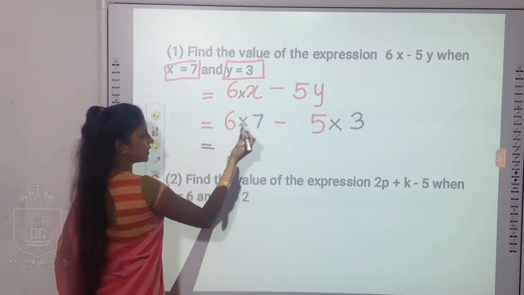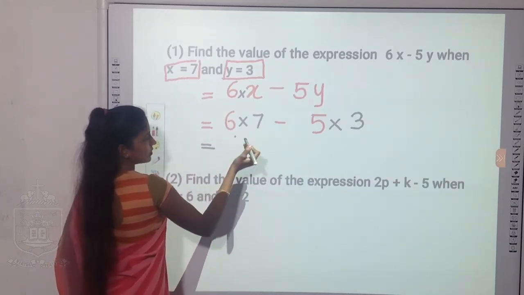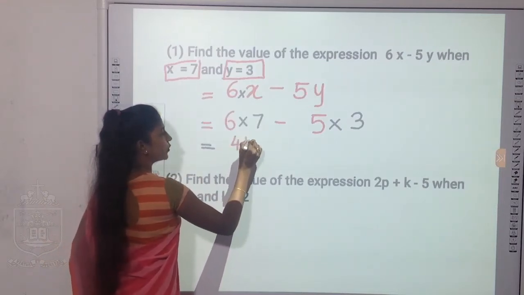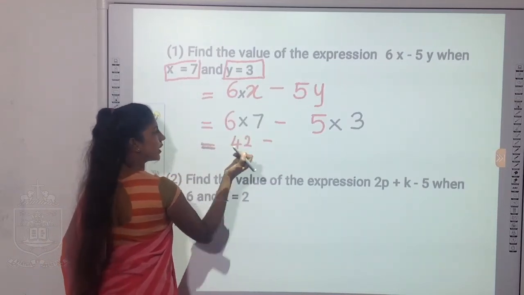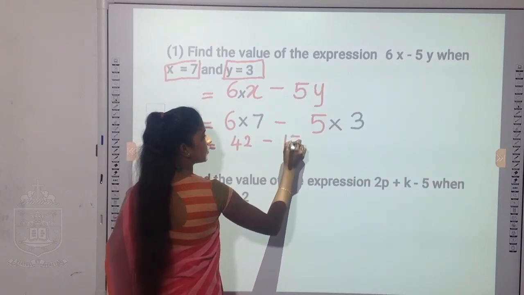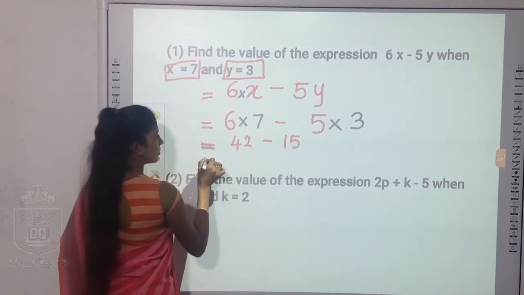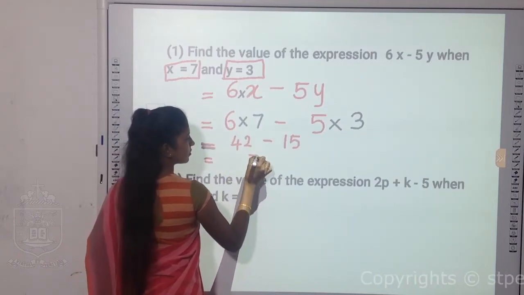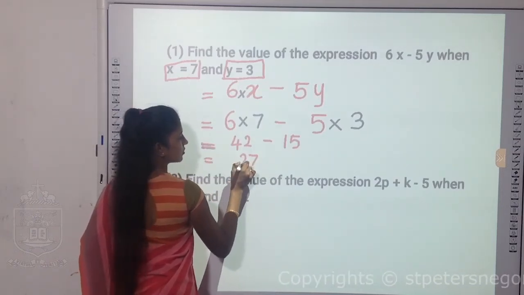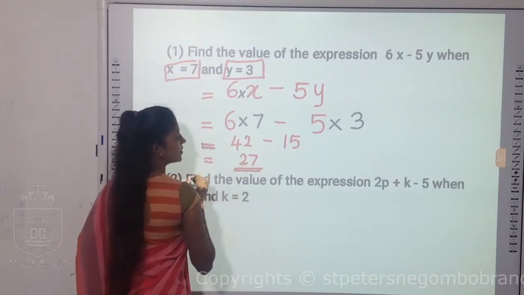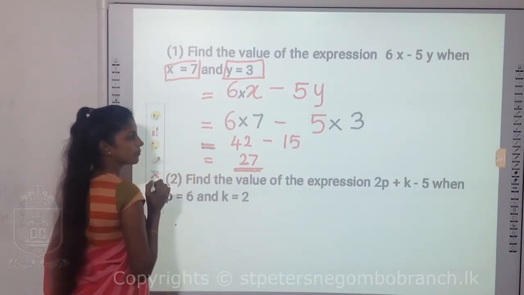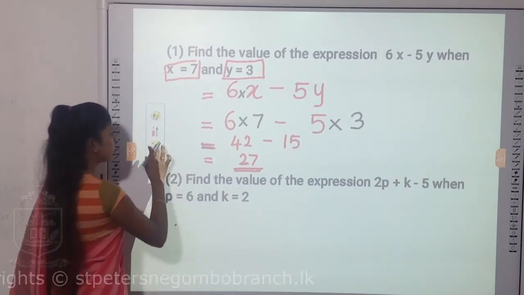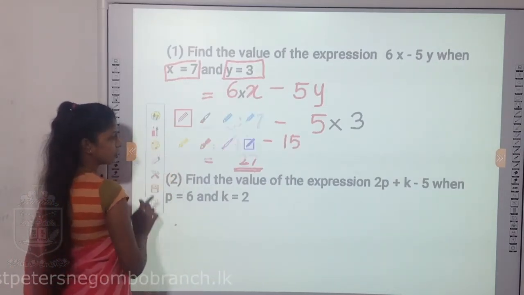So let's multiply. 7 times 6 will give you 42. 42 minus, right, 5 times 3, 15. Have to subtract. Answer is 27. Okay, so that's what substitution means. There's another example given. Right, let's see how we can substitute.